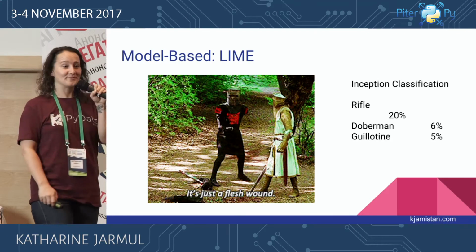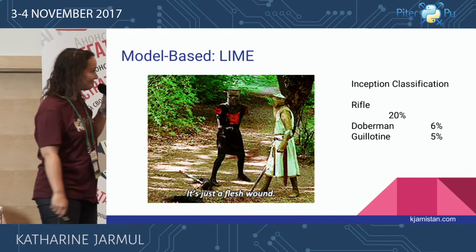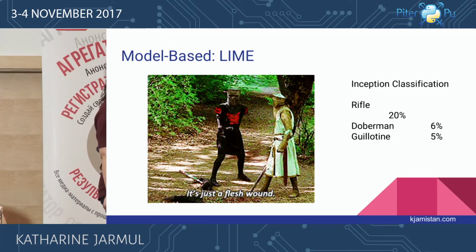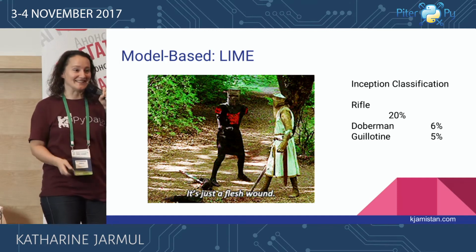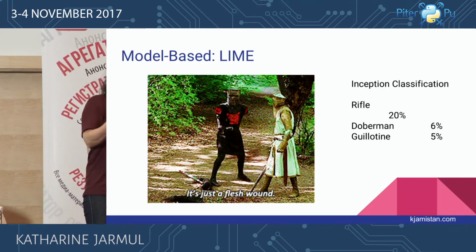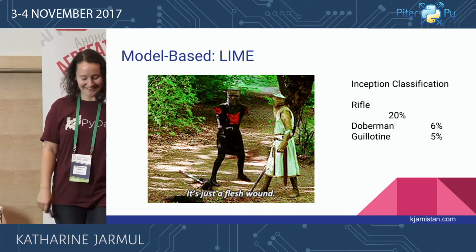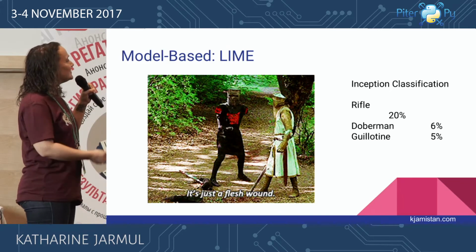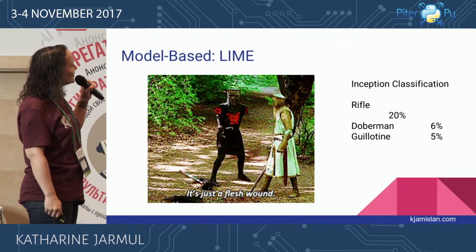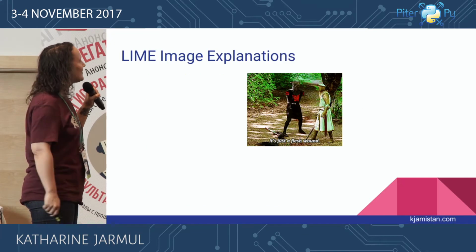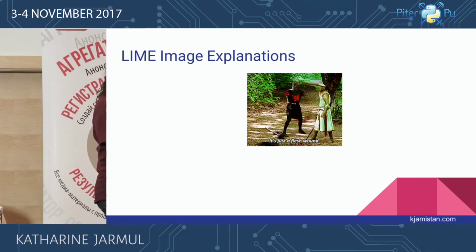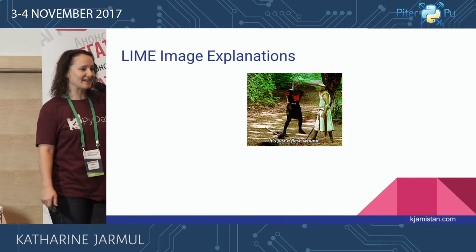It thought it was a 20% chance that it's a rifle, 6% chance that it's a Doberman, the dog, and a 5% chance that it's a guillotine. At least guillotine is like the right era, right? I was like, okay, something's going on. I wonder what's happening. So I decided to put it into LIME and ask for some image explanations.